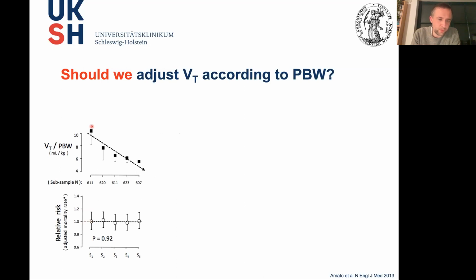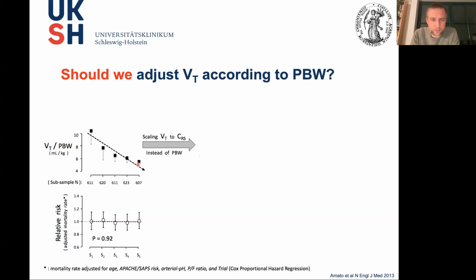So this is 1.0. And this is a subgroup of patients with around about 8 mLs per kilo predicted body weight tidal volume. The relative risk for mortality was more or less the same. When you do a multivariate analysis adjusted for age, APACHE risk and other parameters. This is a subgroup with 6 mLs per kilo, and again, the mortality is the same. So there was not really an association in this multivariate analysis between tidal volume divided by predicted body weight and the relative risk to die in hospital.